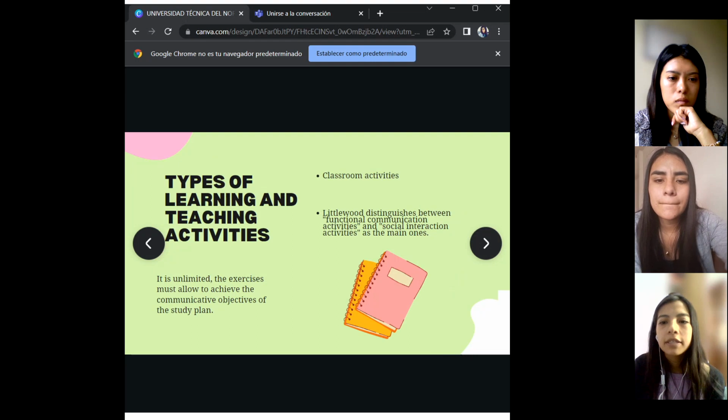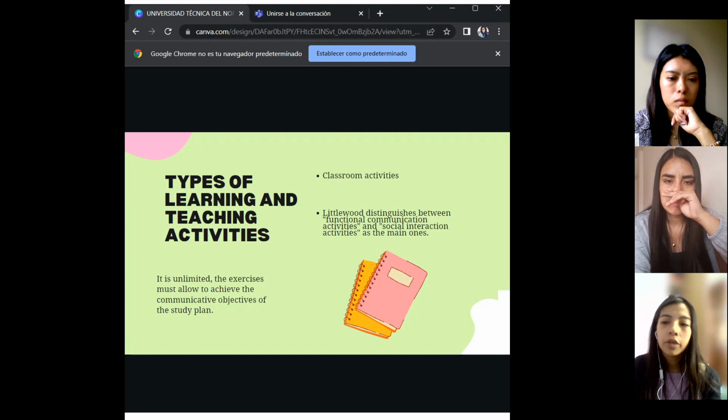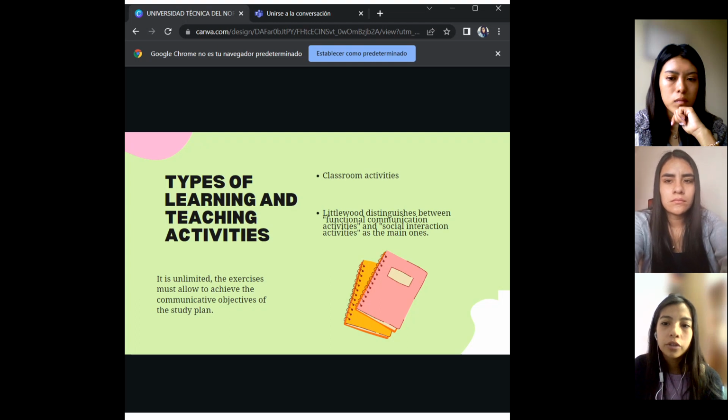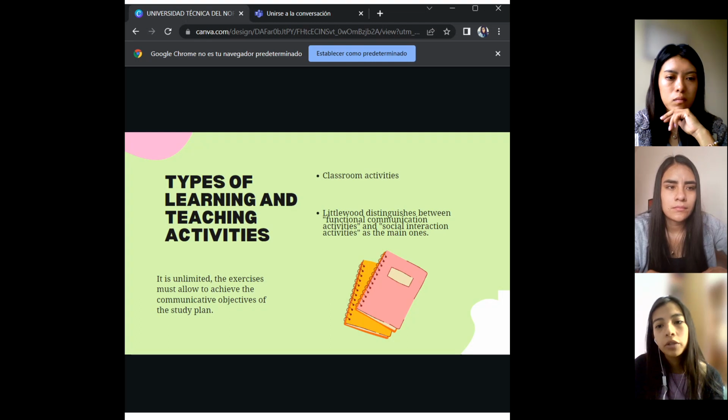Types of learning and teaching activities. The exercises must allow students to achieve the communicative objectives of the study plan, involve them in communication, and require the use of communicative processes, such as the exchange of information, the negotiation of meaning, and interaction. Classroom activities focus on completing tasks that are mediated by language or involve negotiation and information exchange.